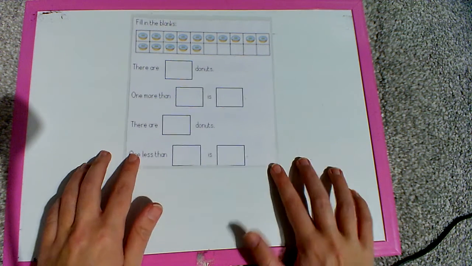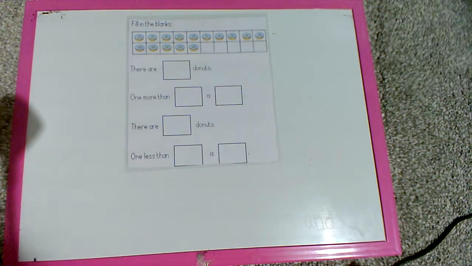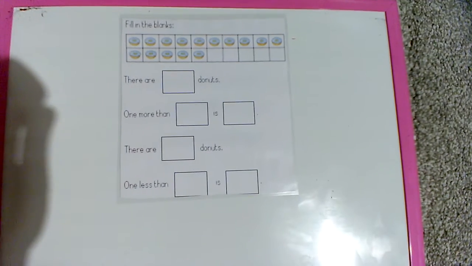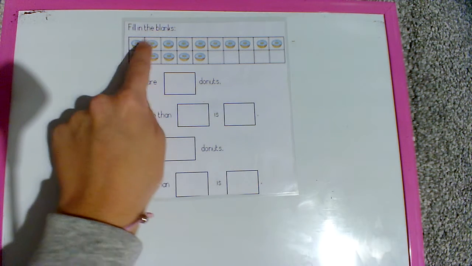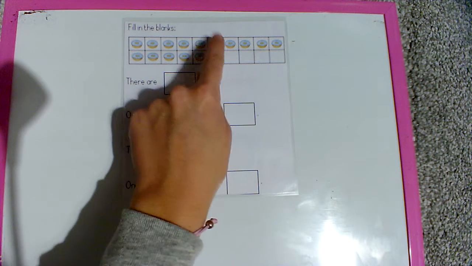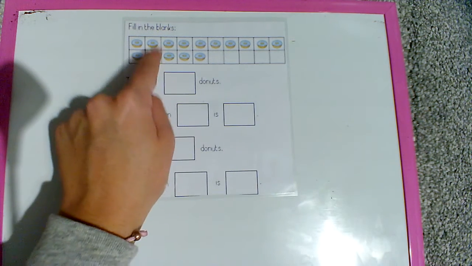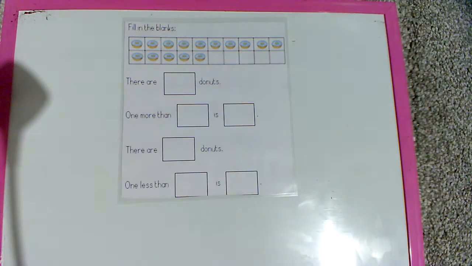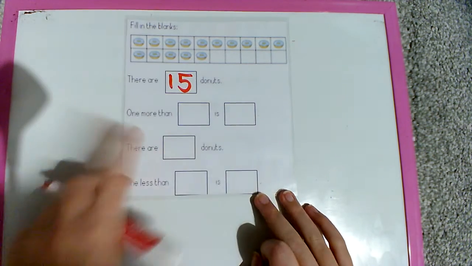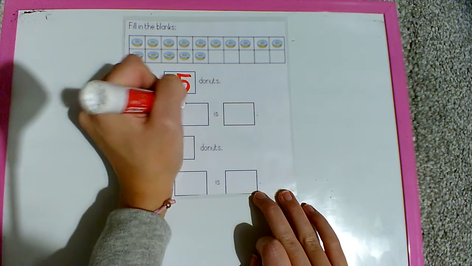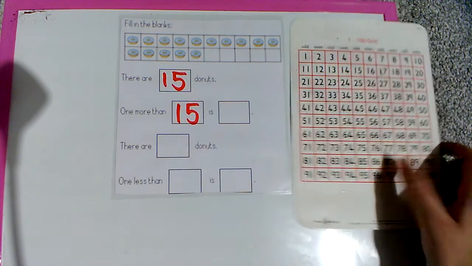Our first activity is filling in the blanks. So we need to figure out how many donuts there are all together. So let's count how many donuts there are. 1, 2, 3, 4, 5, 6, 7, 8, 9, 10, 11, 12, 13, 14, 15. So there are 15 donuts. One more than 15. Who can tell me what one more than 15 is?